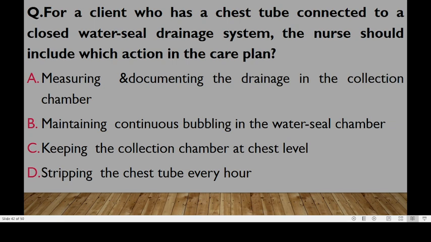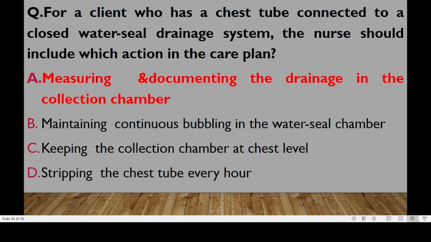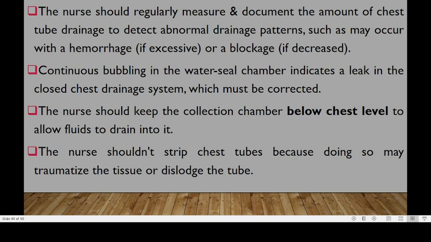So there's a question here. For a client who has a chest tube connected to a closed water seal drainage system, the nurse should include which action? Measuring and documenting the drainage in the collection chamber, maintaining continuous bubbling in the water seal, keeping the collection chamber at the chest level, or stripping the chest tube every hour. So measuring and documenting the drainage in the chamber is the most appropriate, right? Remember, the bubbling should be intermittent, right? And you keep the collection chamber below the chest level, right?